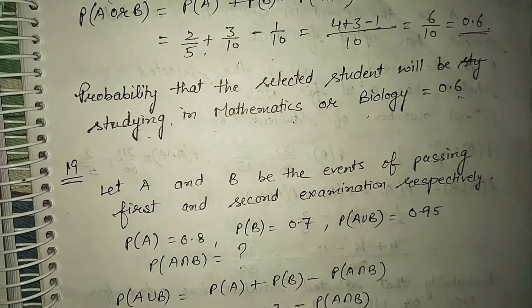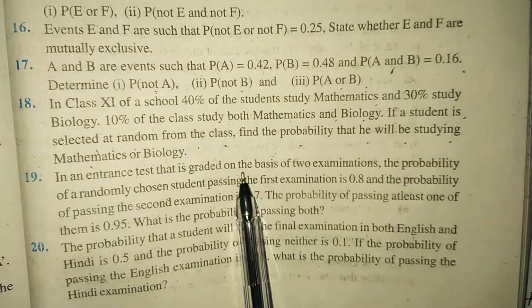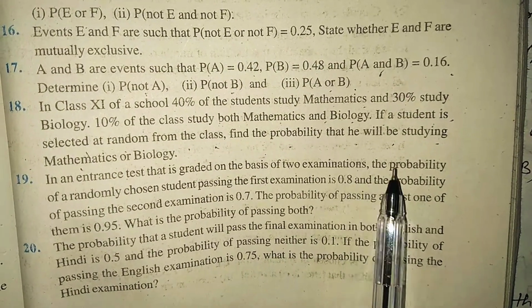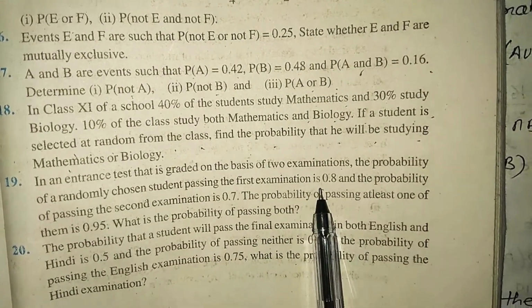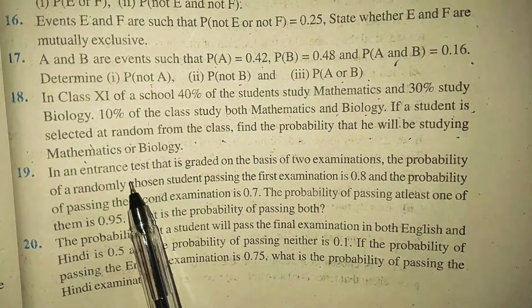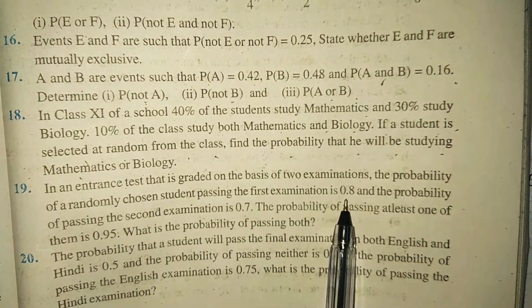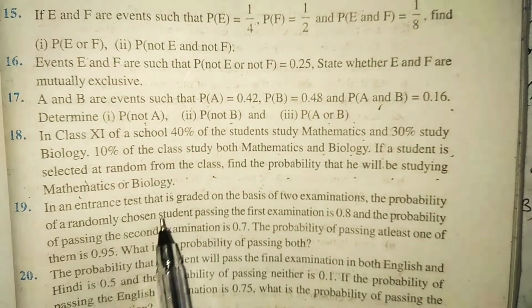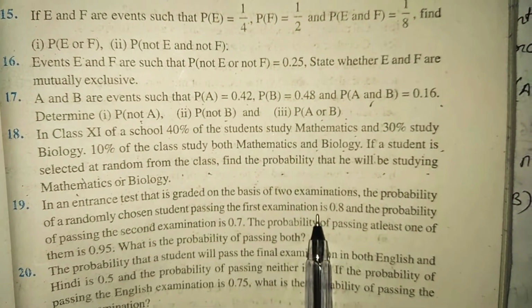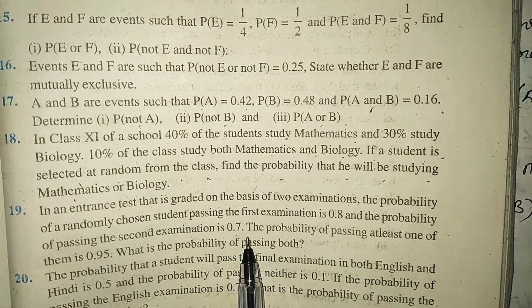Now come to question number 19. In 19 question, in an entrance test that is graded on the basis of 2 examinations, the probability of a randomly chosen student passing the first examination is 0.8. Okay, the entrance test is based on 2 examinations. First examination pass करने के लिए कितनी probability है? 0.8. A chosen student passing the first examination 0.8, and the probability of passing the second examination is 0.7.